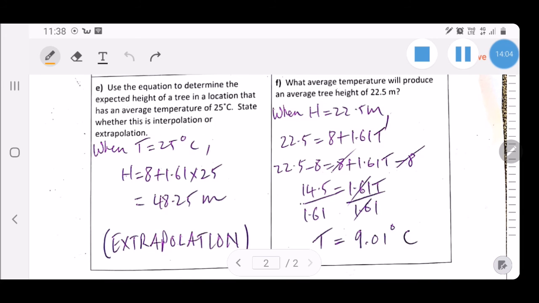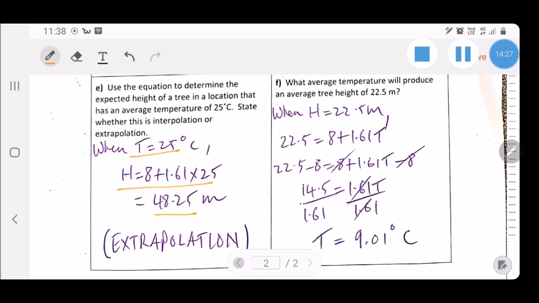Okay, part E. Use the equation to determine the expected height of a tree in a location that has an average temperature of 25 degrees Celsius. And again, state whether this is interpolation or extrapolation. So we substitute T equals 25 into the equation that we came up with, and we get 48.25 meters.